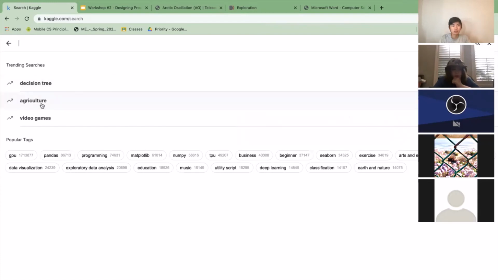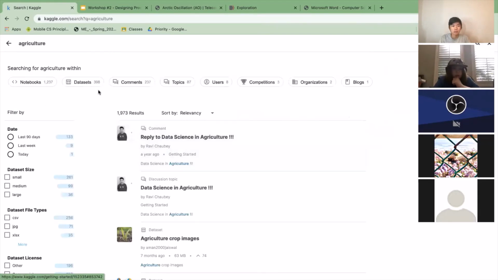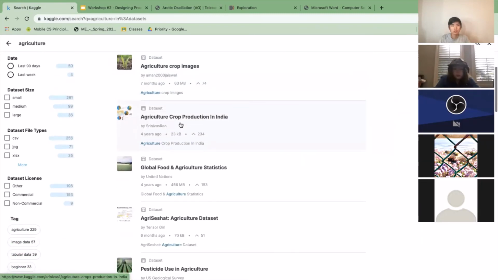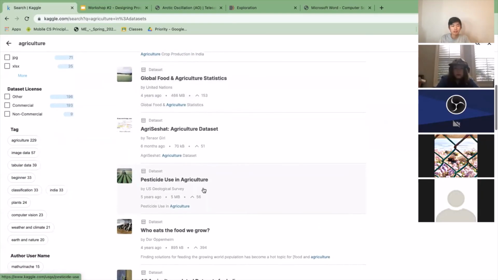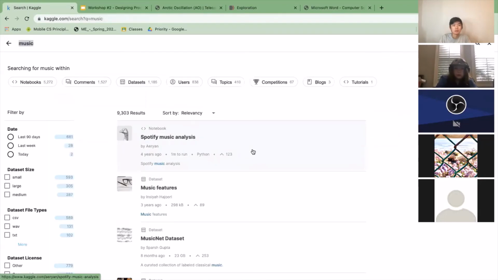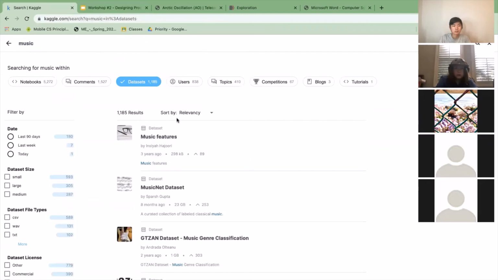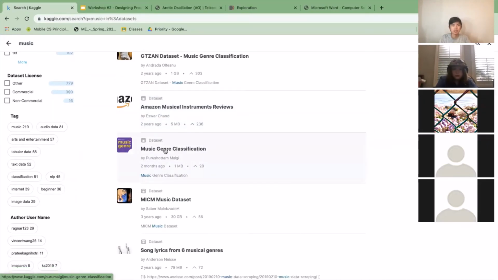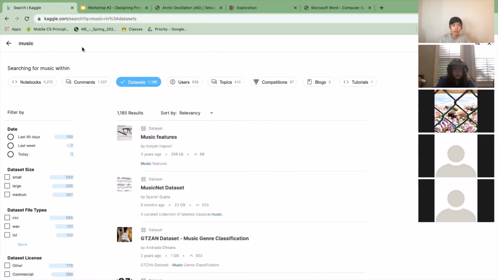Like if you wanted to do agriculture research, there's images of plants that you can analyze, agriculture crop production in India, pesticide use in agriculture. There's even music: Spotify music analysis, music features, Amazon musical instruments reviews, music genre classification. And of course, there's cancer stuff, history stuff, there's even history stuff.